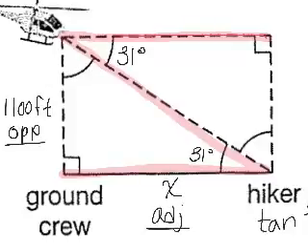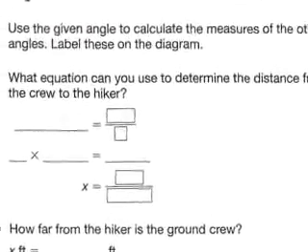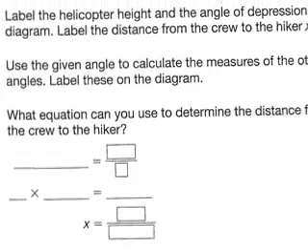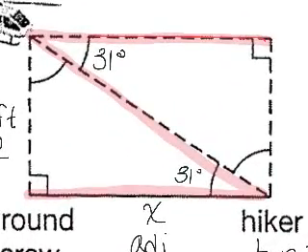All right, so we're going to take a look at the problem itself and fill it in. We already labeled the helicopter height and the angle of depression, and we labeled the distance from the crew. And we used the given angle to calculate the measure of the other angles. Oh, we didn't do that part, so let's do that part. We know that this one's 31 degrees. We know that's 31 degrees. We're going to figure out what this one is.